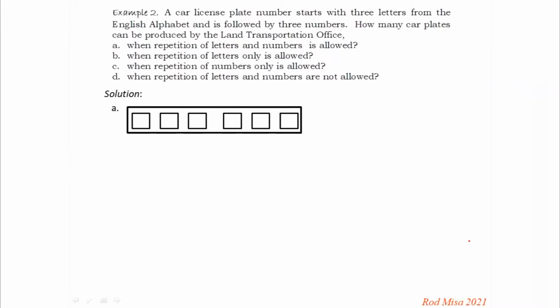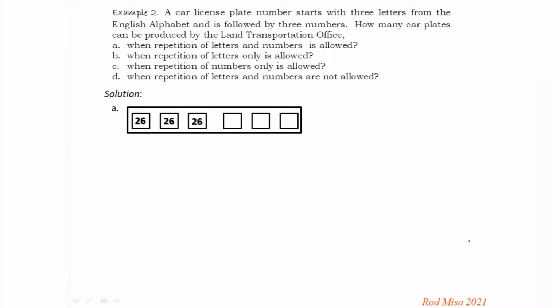Now, when repetition of letters is allowed, I can place 26 in the first position of the first letter, since there are 26 letters in the English alphabet from A to Z. And then 26 also for the second position, because if you use, for example, letter A in the first position, I can also place A in the second position because repetition is allowed here. And also in the third position, I can use the same letter.